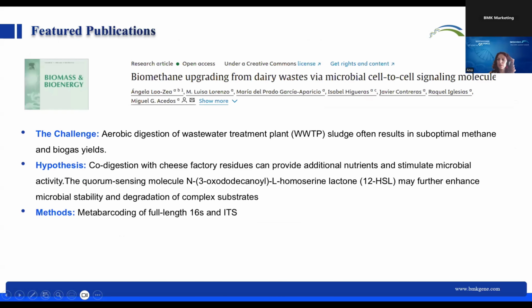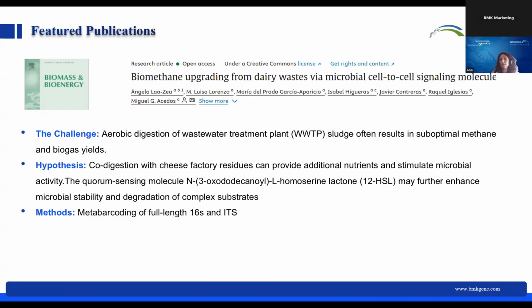So now I would like to show a featured publication. This was a publication that came out from a researcher that used our amplicon sequencing services. This project was focused on anaerobic digestion of wastewater treatment plant sludge, and this can sometimes have a suboptimal methane biogas production. So what the researchers wanted to see was whether they can improve it by digesting the sludge with these factory residues, the idea being that it would provide additional nutrients and stimulate the microbial activity.